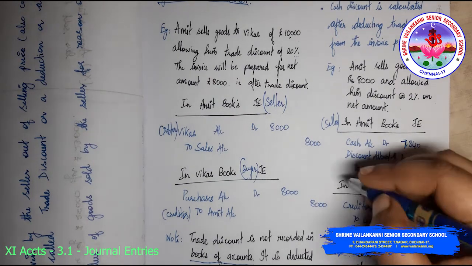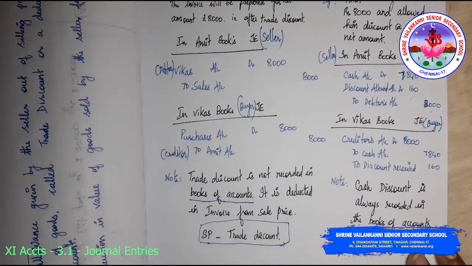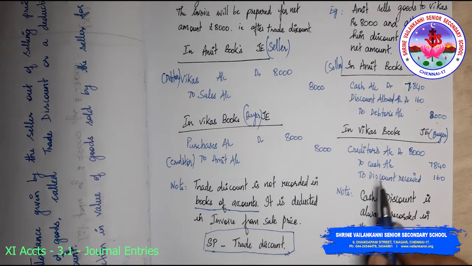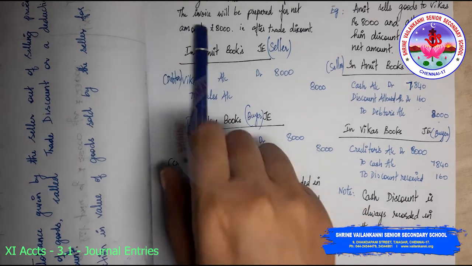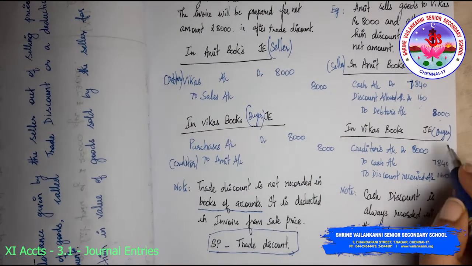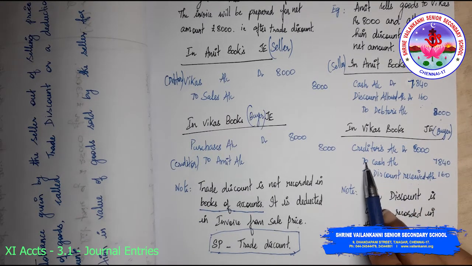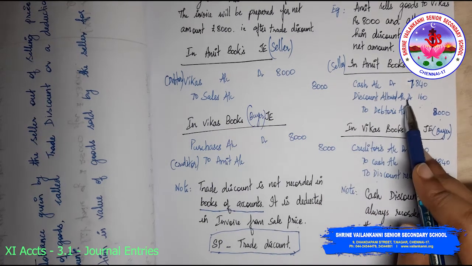In the books of Vikas, in the books of buyer, you have creditors account debit to cash account to discount received account. So how will you write it in the books of buyer? Creditors account, he has paid 8,000 for how much? For 7,840, which means discount received is 160. Discount received is a gain. Discount allowed is an expense or loss.